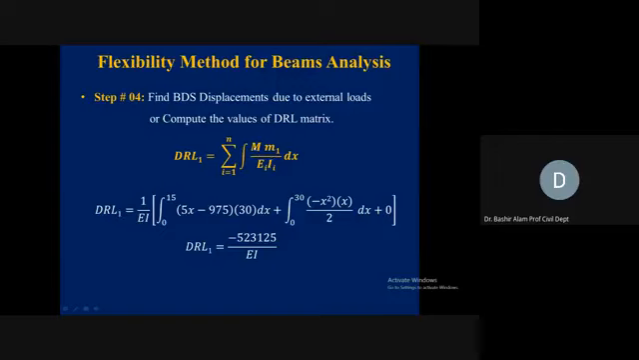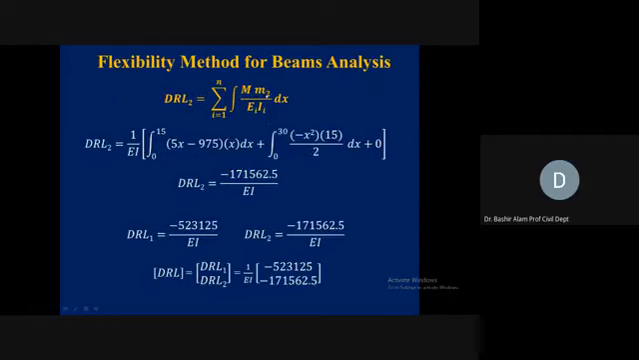DRL2 now becomes the product of capital M times m2 divided by EI dx. Here m2 is the same: 0 to 15 for member 1, 5x minus 975 times m2, which is x now. Member 2 comes here, again with the 2I. And for member 3 it is 0 times the m2 values, so it gives 0. So we found DRL1 and DRL2, and we record those values here.